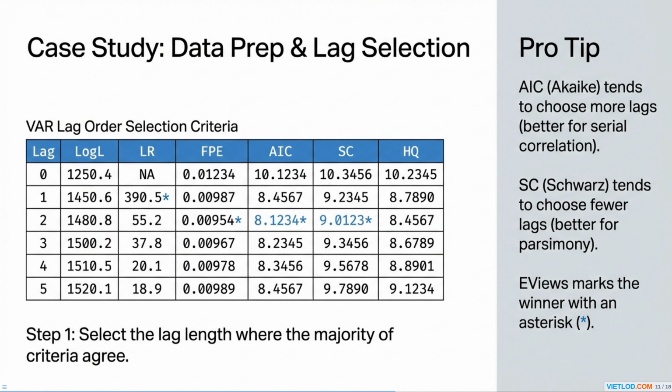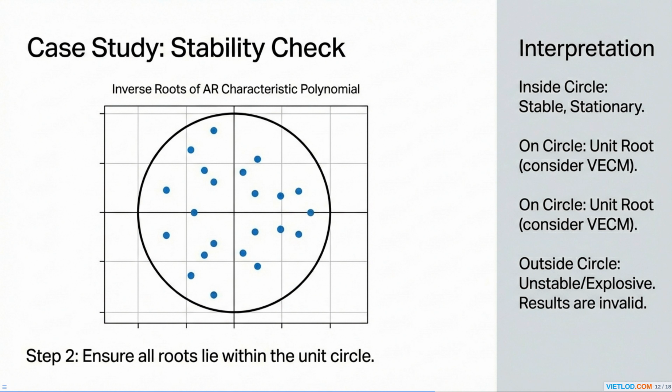The pro tip on the right elaborates on these criteria. AIC, or Akaike, tends to select more lags, which is often preferred for ensuring residuals are free of serial correlation. In contrast, SC, the Schwarz criterion, applies a heavier penalty for complexity and generally suggests fewer, more parsimonious lags. EViews consistently marks the winning lag length for each criterion with an asterisk. Therefore, following step 1, we would select a lag length of 2 for our VAR model, as indicated by the majority of the criteria.